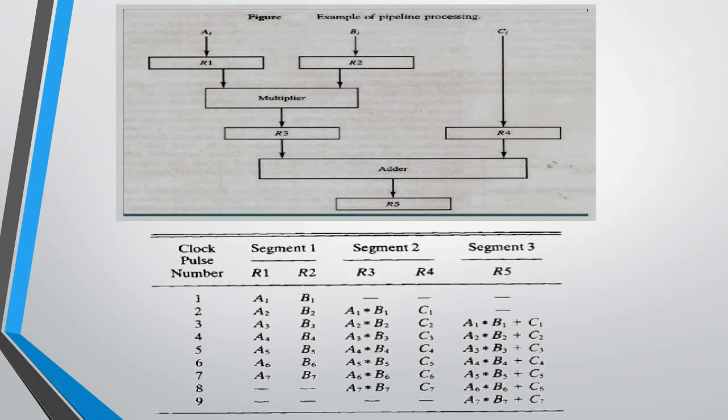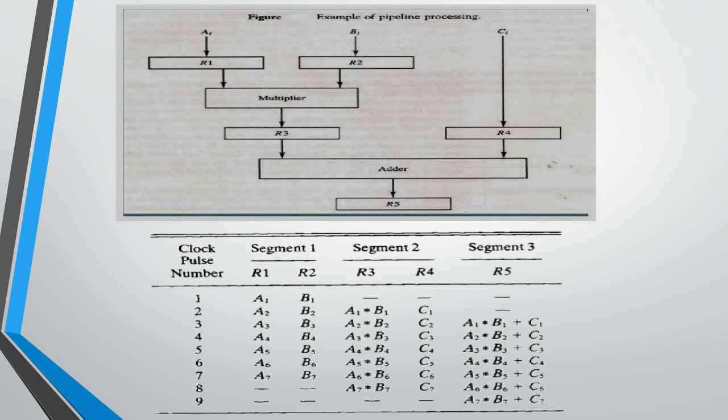Here the two registers R3 and R4 are added by the adder, and the resultant is stored in the R5 register. The R5 is segment 3. So this is the flow chart, and then the tabular column is the content of registers in the pipeline. The first column is the clock pulse numbers.